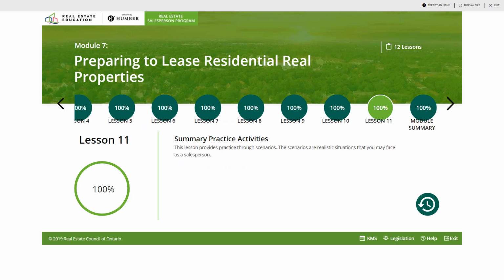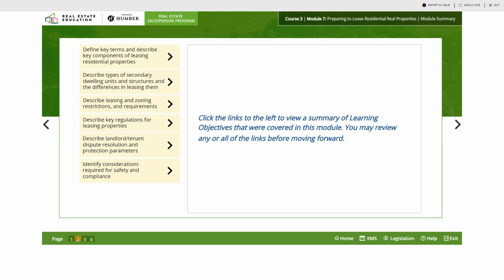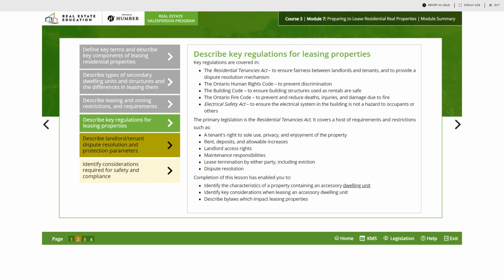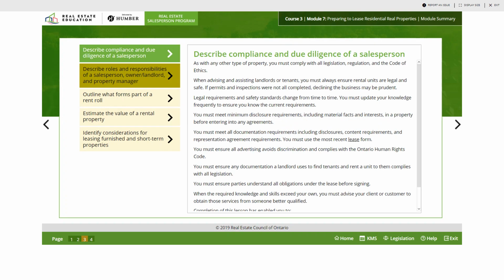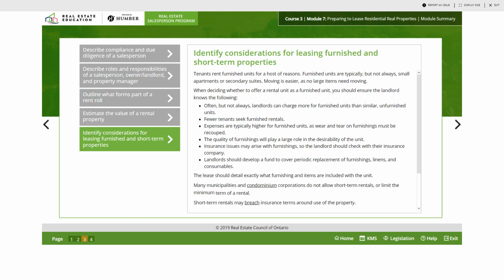Alright, moving on to lesson 11. It is summary practice activities, which you can do by yourself. And then the last module summary. Let's see if we have any good information here. Yeah, we already talked about everything here. Oh, this is a good summary actually. Okay. Anyways, this was a summary of module 7.